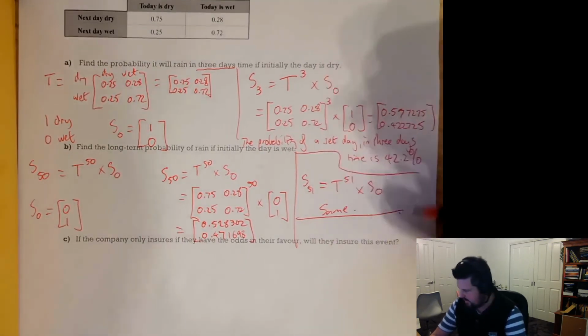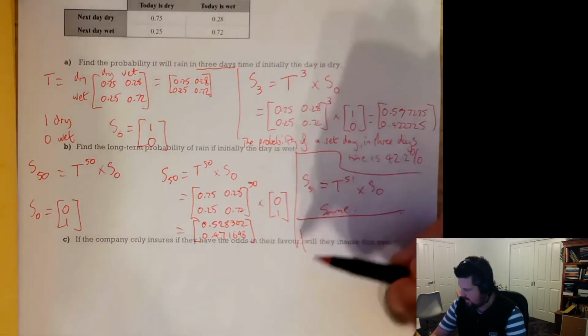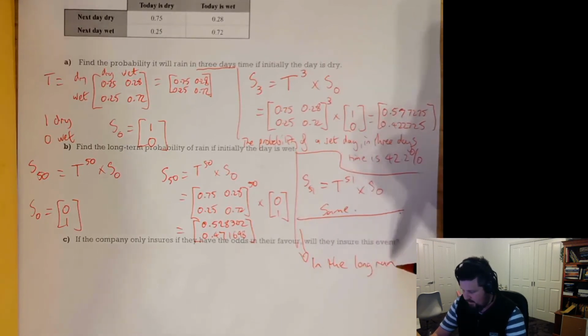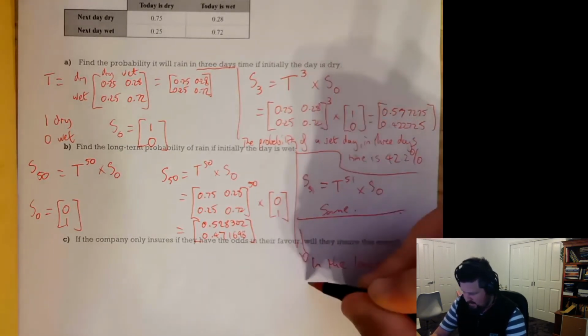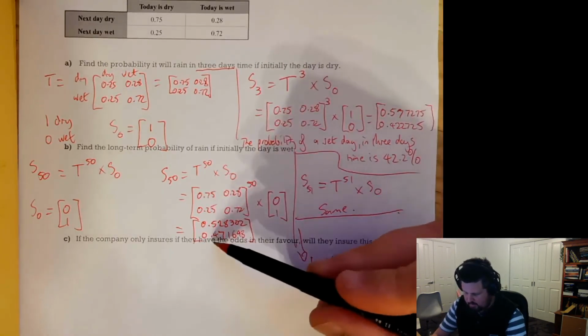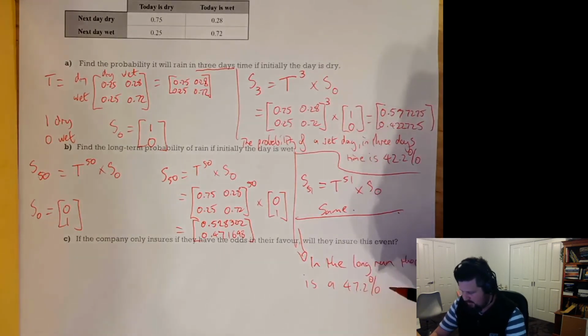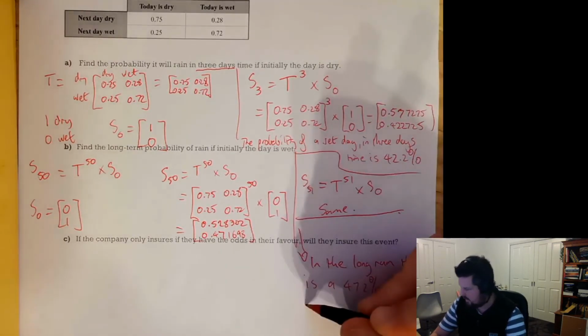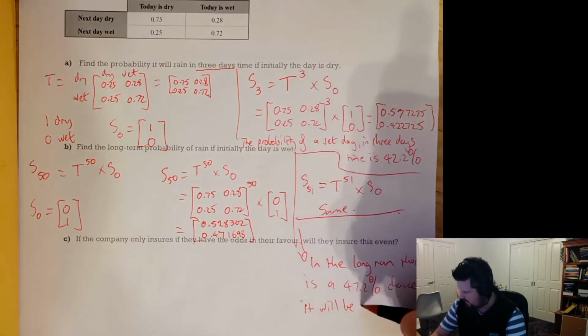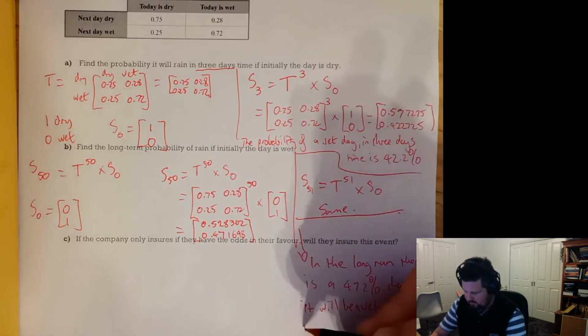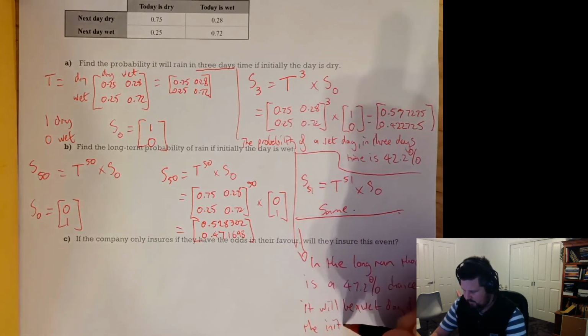So what you would say here, in this particular case, is in the long run, there is a 47.2% chance it will be a wet day if the initial day was wet also.